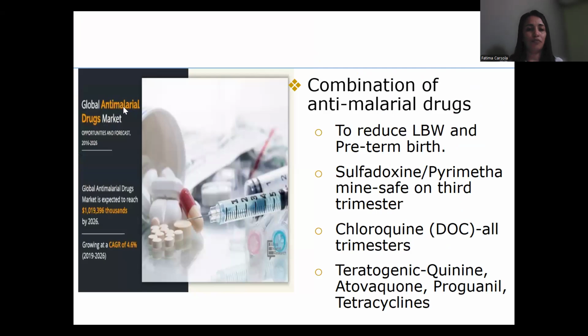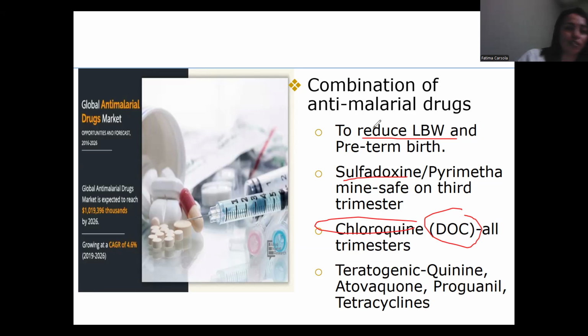So what will you do if the mother is affected with malaria during pregnancy? We will give the very famous drugs for malaria. These anti-malarial drugs will be given to reduce LBW, or low birth weight, or preterm infants. Okay, you could give sulfadoxine or pyrimethamine, safe. This one is for the third trimester, but the drug of choice is always your chloroquine. Okay, it is always your chloroquine.